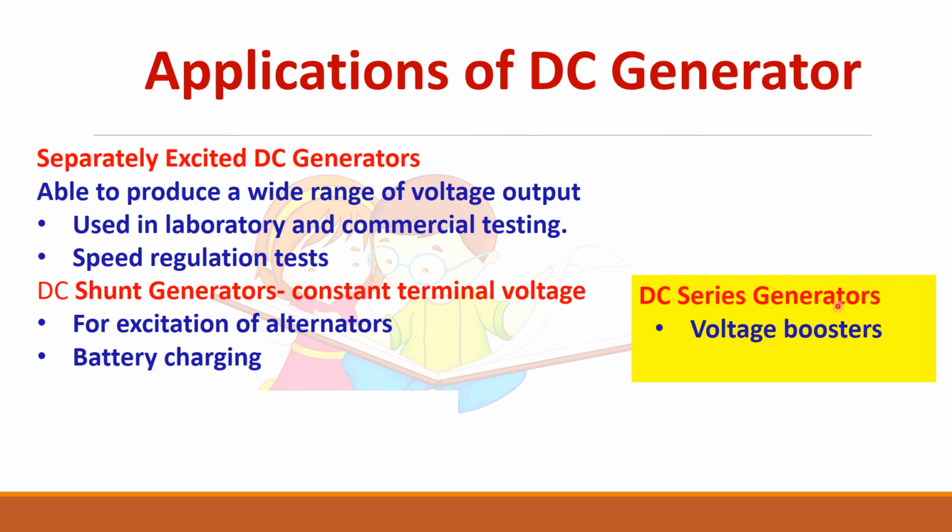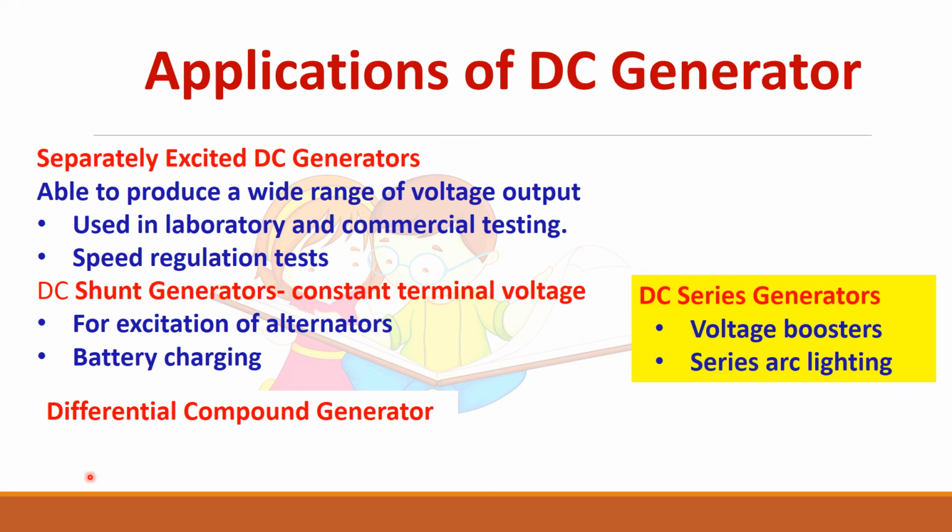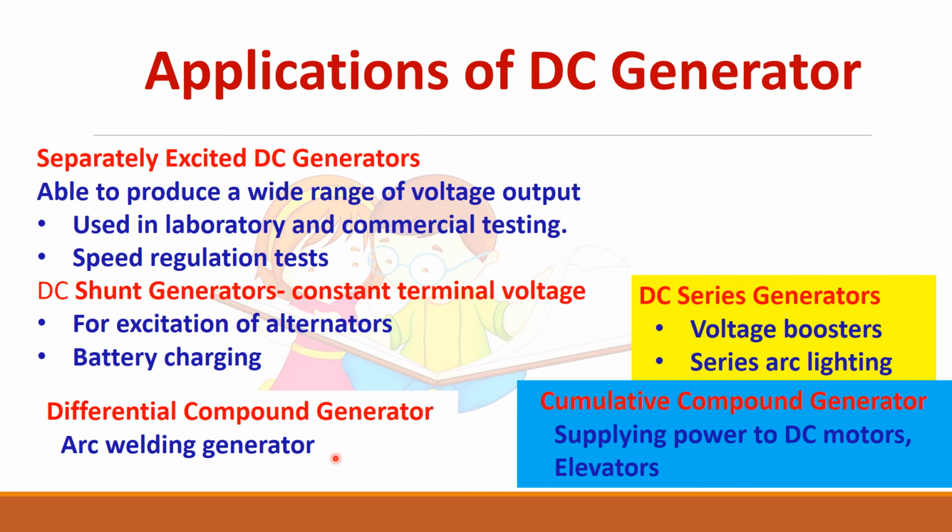And a DC series generator is mainly used as a voltage booster, because with increase in load it can give you an increase in voltage. It is also used in series arc lighting. Next we have the differential compound generator. Its only application is as an arc welding generator. And the cumulative compound generator is used for various purposes, for supplying power to DC motors, elevators, in railways, everywhere. You can find the cumulative compound generator.